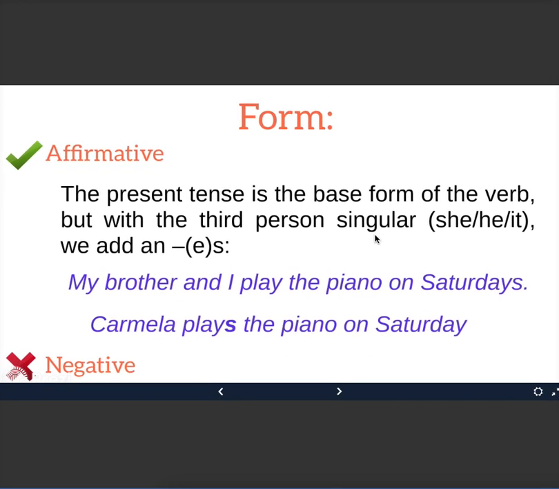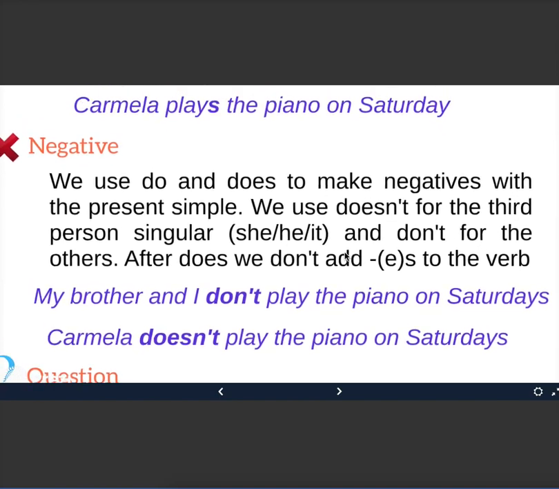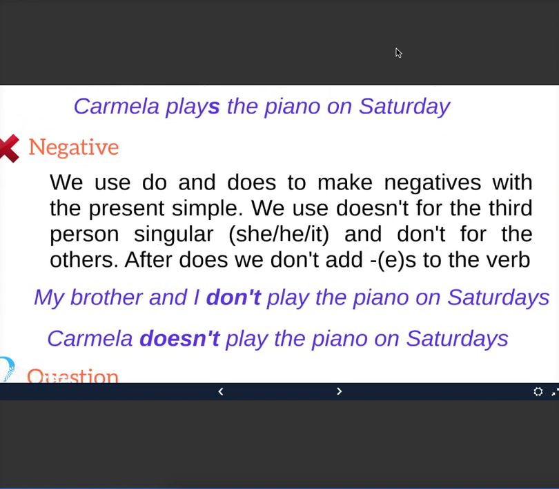Great. So let's continue with the negative form. Okay, Danny, can you please help me reading this part?